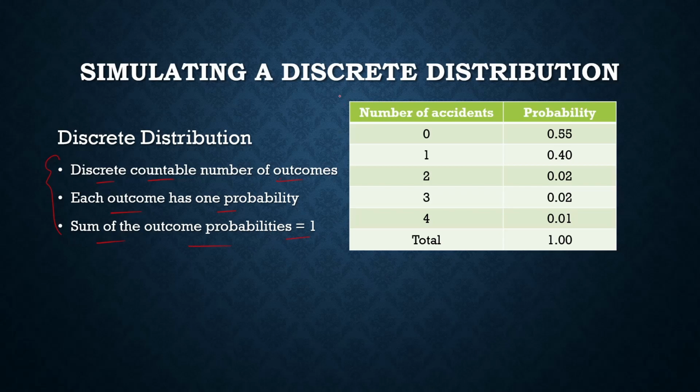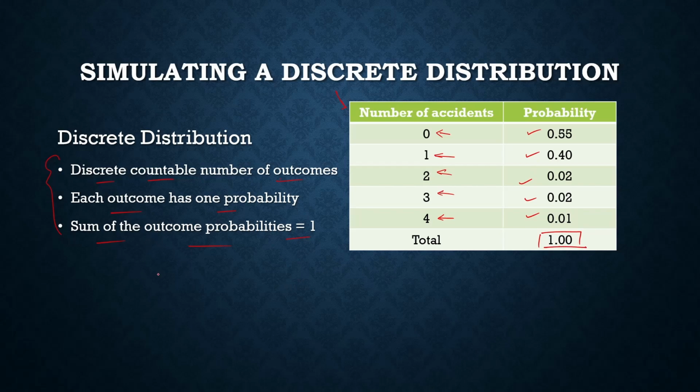So for example, this is an example only, if you just monitor the number of accidents happening in a particular section of road, then you may find that these outcomes are there. That means it can be 0 accidents, or just 1 accident, 2 accidents, 3 accidents, and 4 accidents, and each one having a particular probability, and the sum of the probabilities is equal to 1.